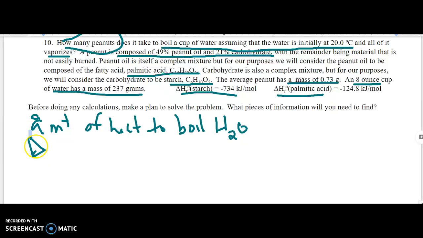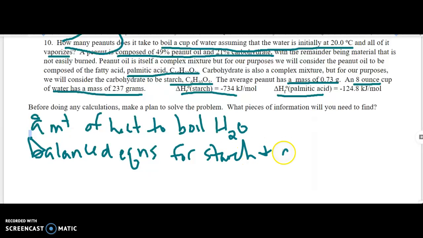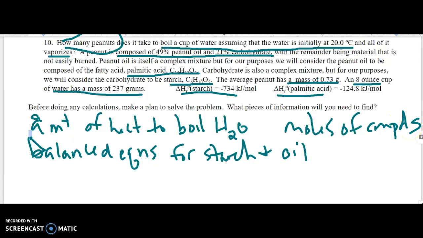Next, the balanced equations for the starch and the oil, and the moles in the peanuts. And there's got to be something going on with these heats of formation. So why are these delta H values of formation given? If we start with any one piece, the order really doesn't matter, but we're going to start with the heat.